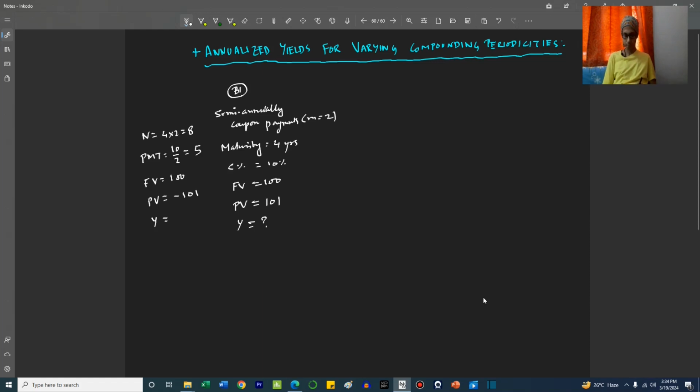This will be equal to 4.8462, but this is the semi-annual half-yearly yield. To annualize it, we have to multiply it by 2. This is equal to 9.6925 approximately. Okay, so this is coming to be 9.6925.